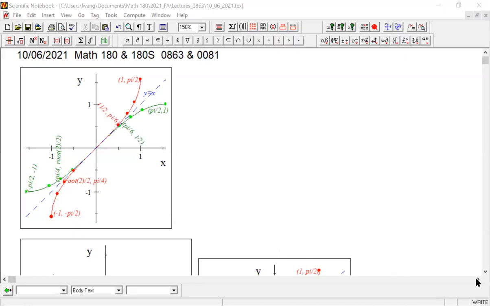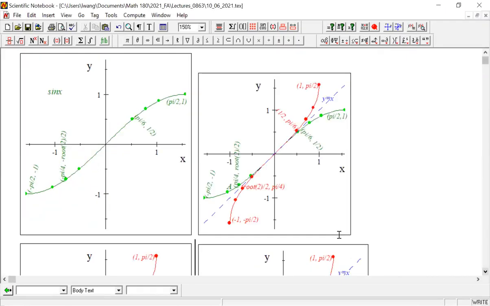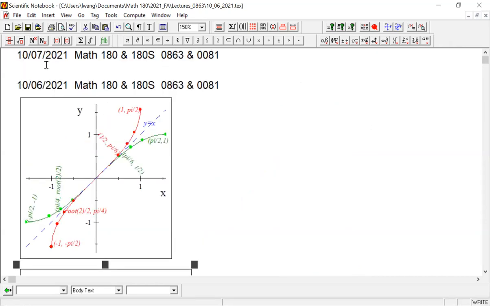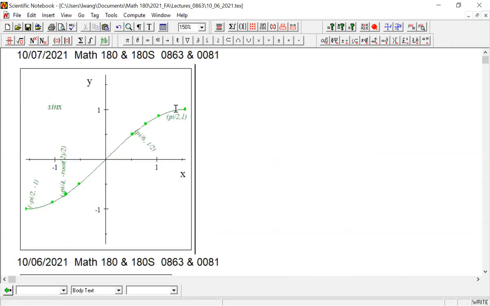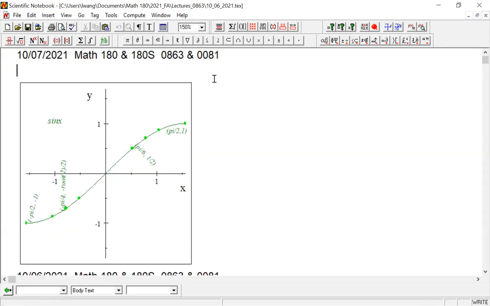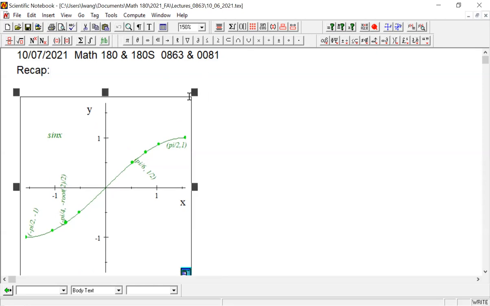Okay, so yesterday we have plotted the restricted sine. So let me write it down, right? And so here it is. Okay, so this is the function to recap. So this function we have in green.